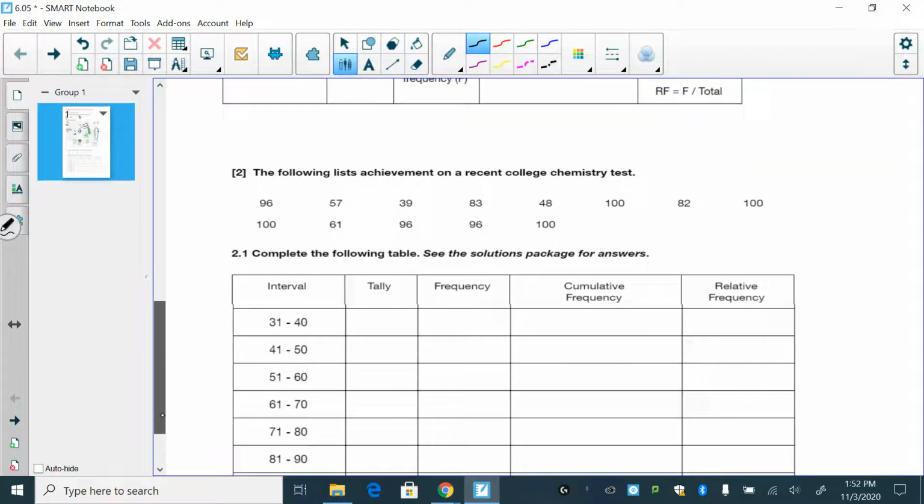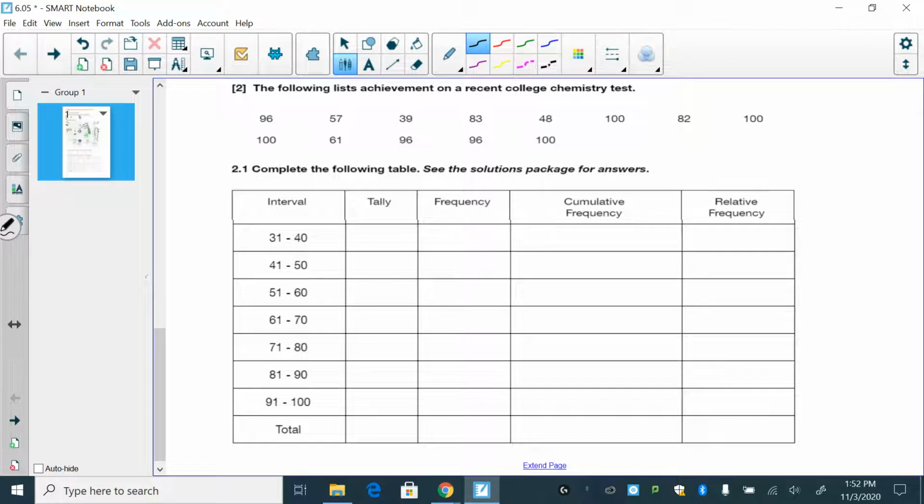So if we look at this question, I'm just going to start filling this out a little bit. What I did was I disregarded all the numbers that are before 31 because I saw there weren't any. So I don't really care about any of those numbers. From 31 to 40, I'm going to look. So I got a 39. I'm just going to do a tick. I look to see if there's any more. I don't think I see any more.